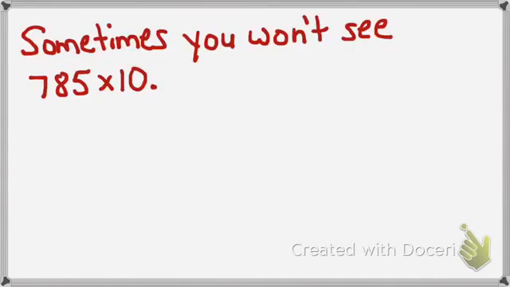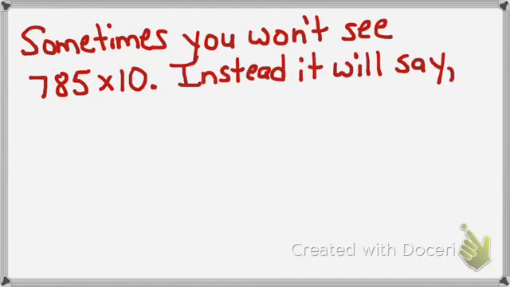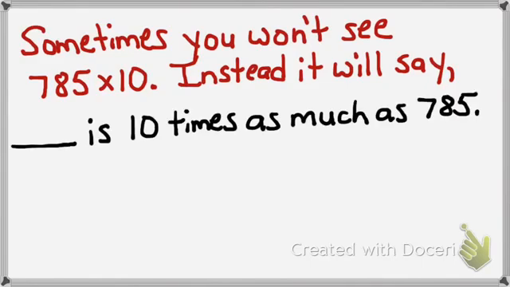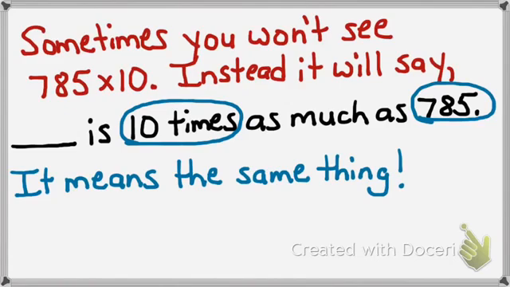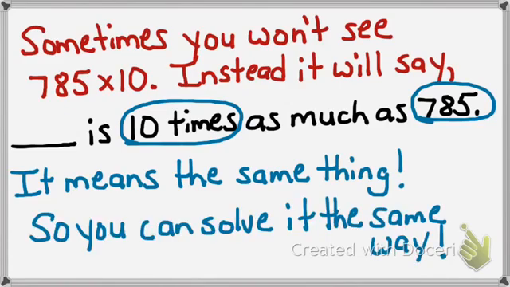Sometimes you won't see a problem that looks as simple as 785 times 10. Instead, it will say, blank is 10 times as much as 785. It's worded differently, but it means the same thing. And if we look back at it, it really is saying 10 times 785. So you can solve it the same way.